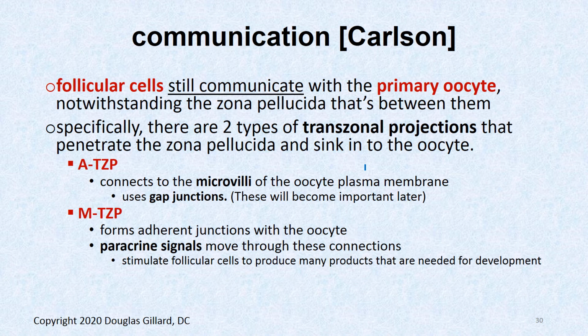MTZP also hooks up with the oocyte, and paracrine signals are like hormones that don't use the blood, but use the interstitium to swim. So those are two ways that the outside world, like follicular cells, can communicate with the oocyte.